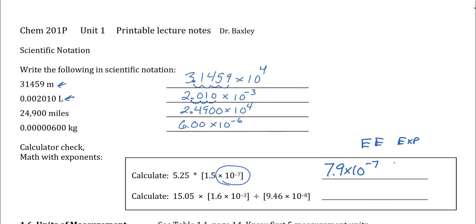If you're successful at the first number, go ahead and try the second computation, again using the EE or EXP buttons as needed. This one should work out to be 2.5 times 10 to the 5th.